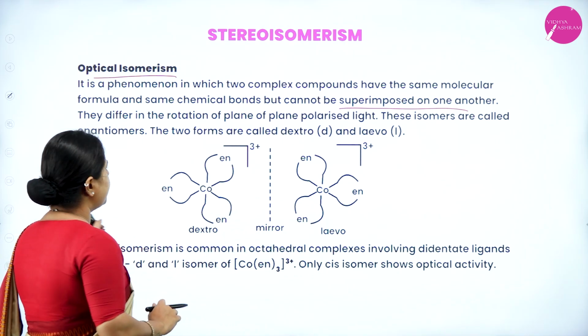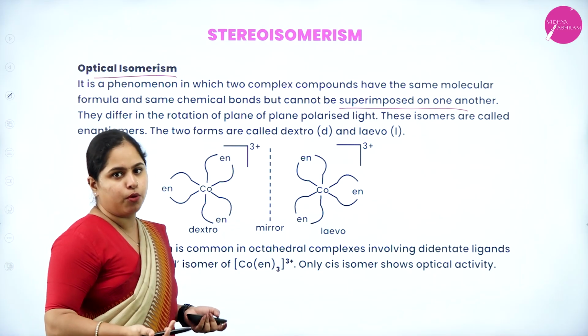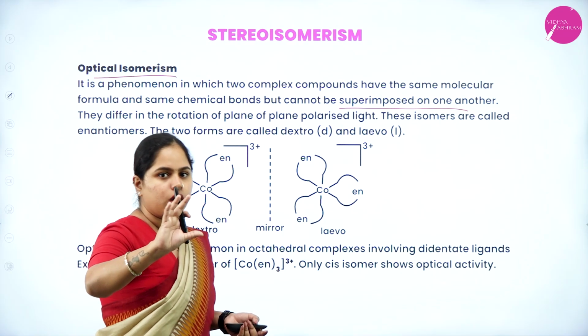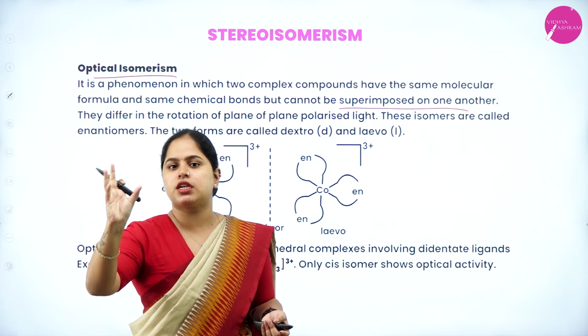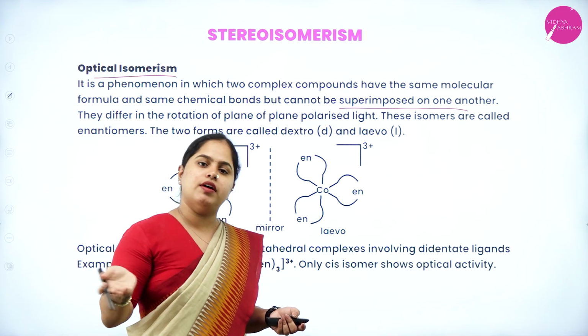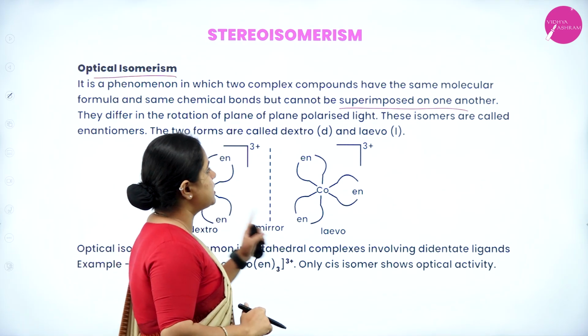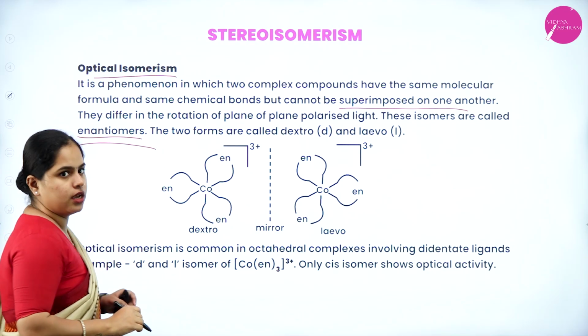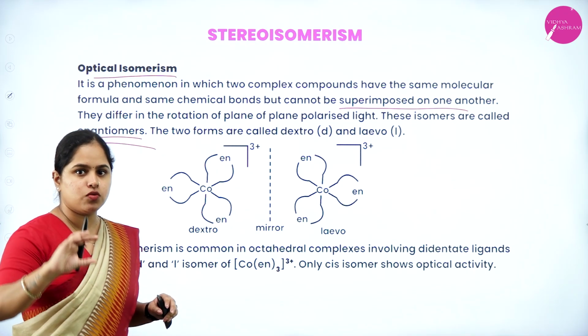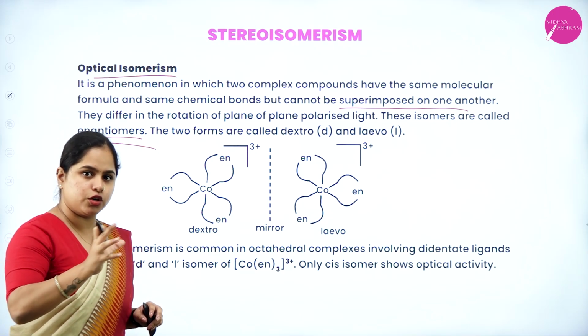They differ in the rotation of plane polarized light. That means one compound will rotate the plane polarized light towards the right side, the other one will rotate it to the left side. So that is what it will differ in. These isomers are called enantiomers. One will rotate to the right and one will rotate it to the left.